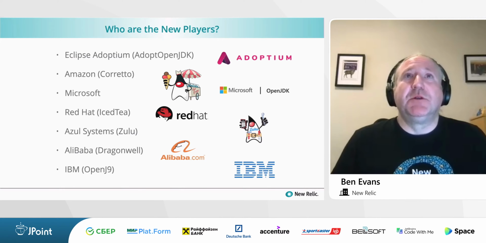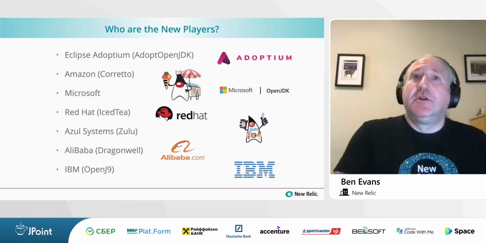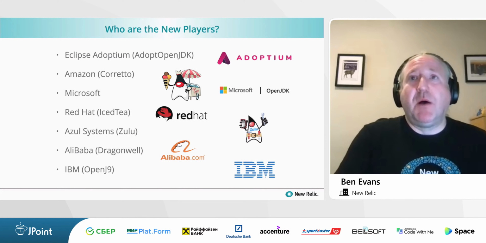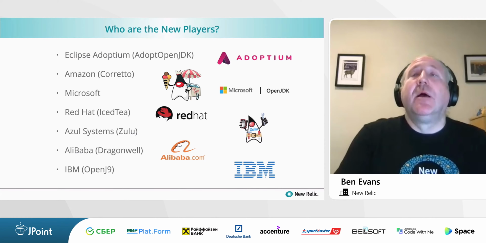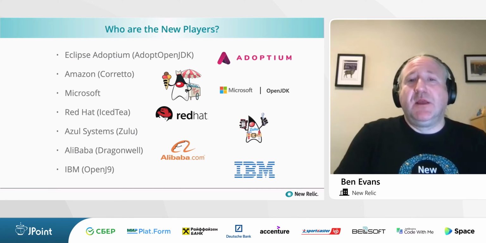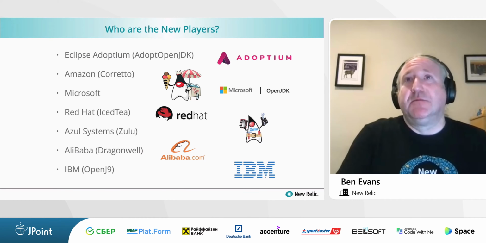And the aim of Adoptium is to provide a vendor-neutral binary and a marketplace and infrastructure to allow other companies who participate in Adoptium to publish their own binaries alongside the mainline Adoptium binary, which is called Temurin. And the aim there is really just to provide a vendor-neutral space. So we do produce our own binaries, but we also allow other people to publish them as well.